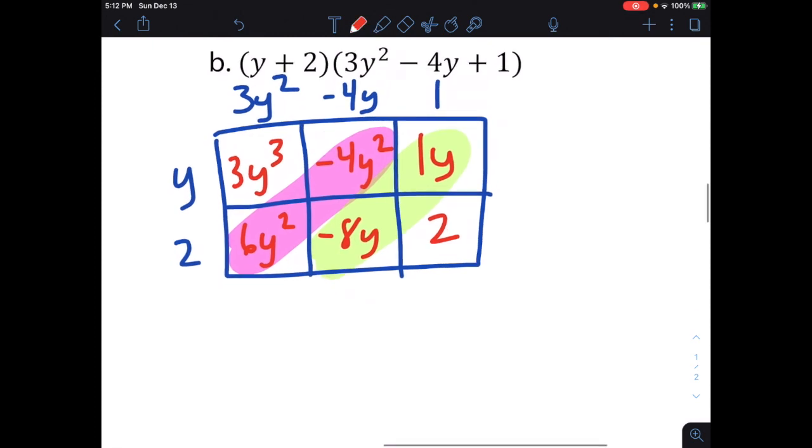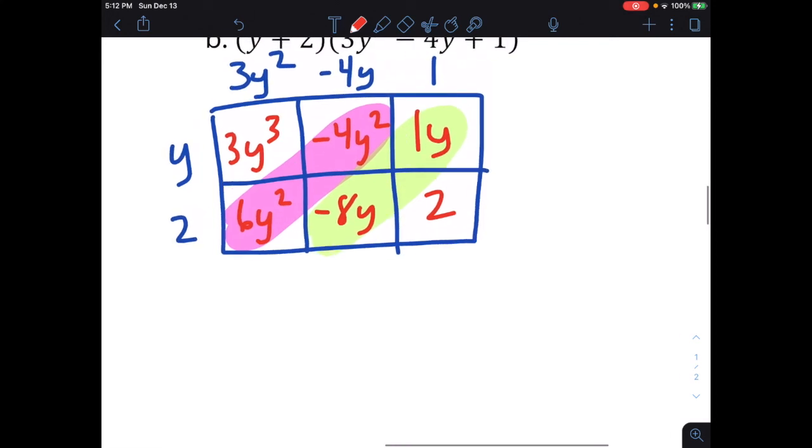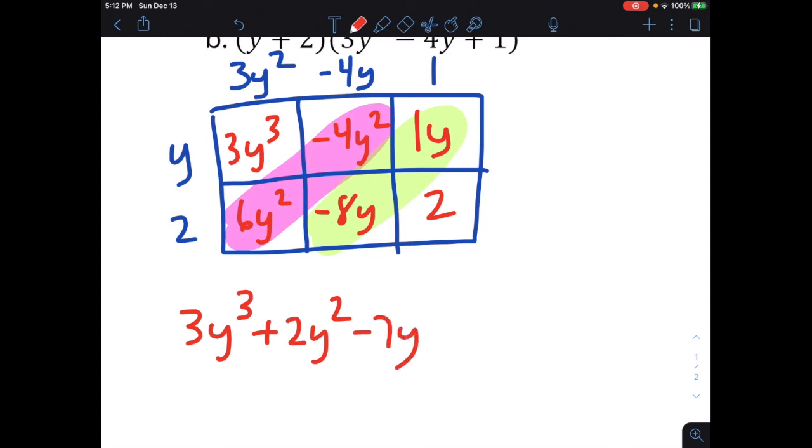Okay, so if we combine, I'm going to do it down on the bottom here so there's more room. 3y to the third. 6 minus 4 is 2, so that's 2y squared. Negative 8 plus 1 is negative 7. Negative 7y, and then 2. And you'll notice 3, 2, 1, no exponent. So the exponents all go in order.